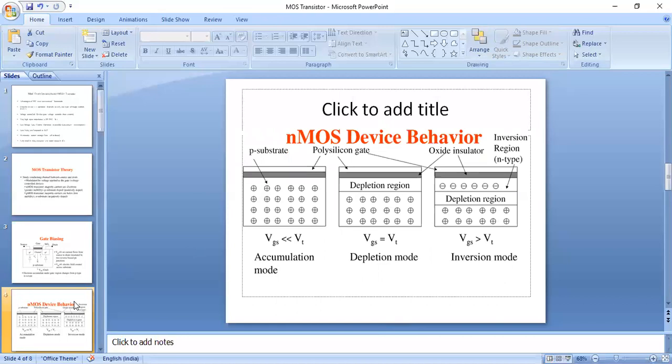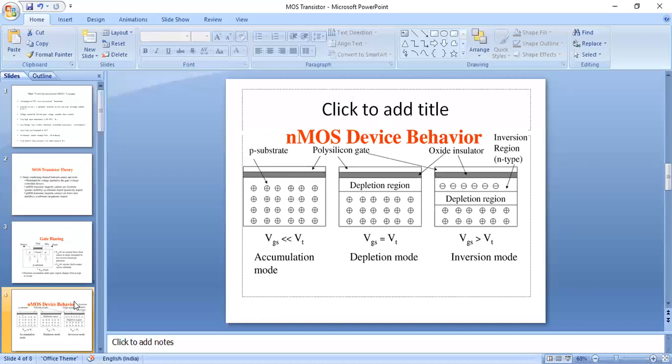The behavior of the MOS transistor. I have taken only one example, the NMOS transistor. Now it is going to be shown that based on the three modes, accumulation mode, depletion mode, and also inversion mode, based on the gate substrate voltage and the threshold voltage, the device is in three modes.